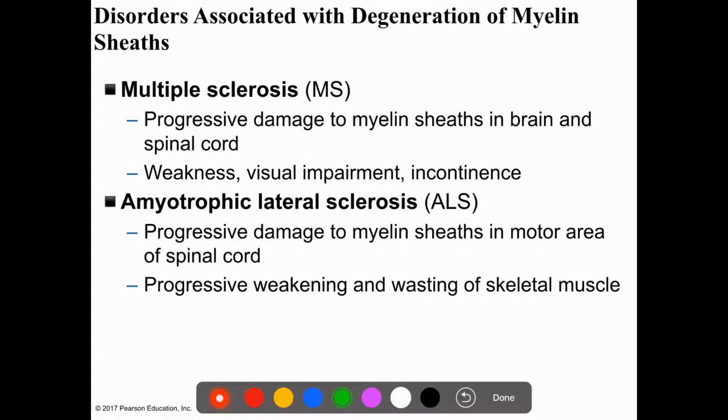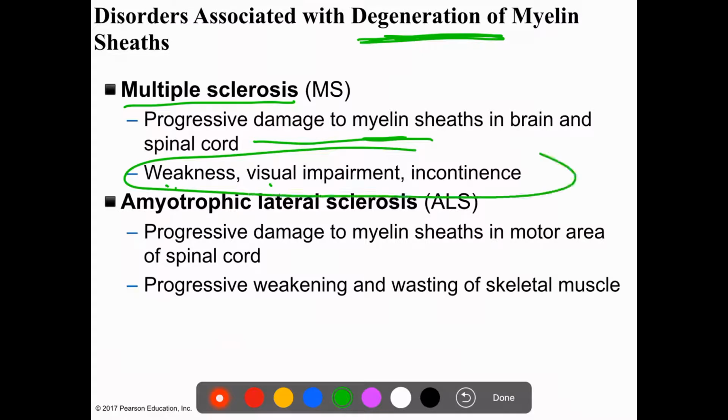Now, this myelin sheath is so important that when it is degenerated, it will cause some diseases. A very famous disease is multiple sclerosis. This is progressive damage to the myelin sheath in brain and spinal cord, and will result in weakness, visual impairment, and incontinence. All of these are symptoms of multiple sclerosis.